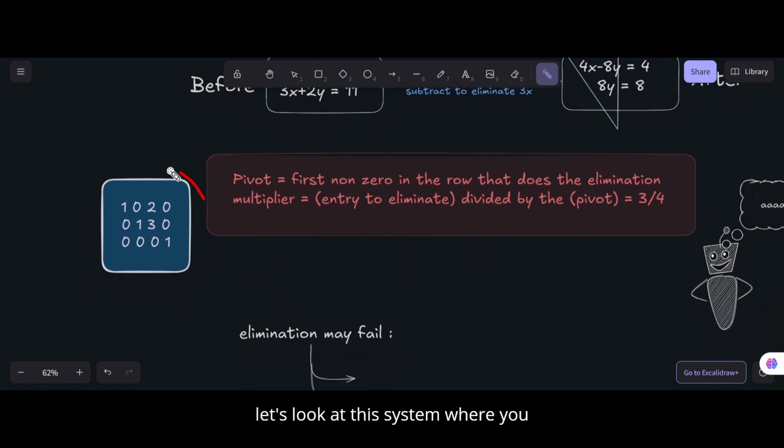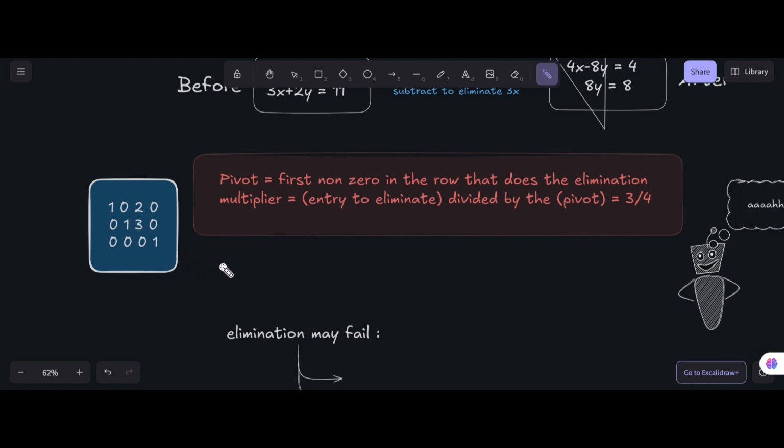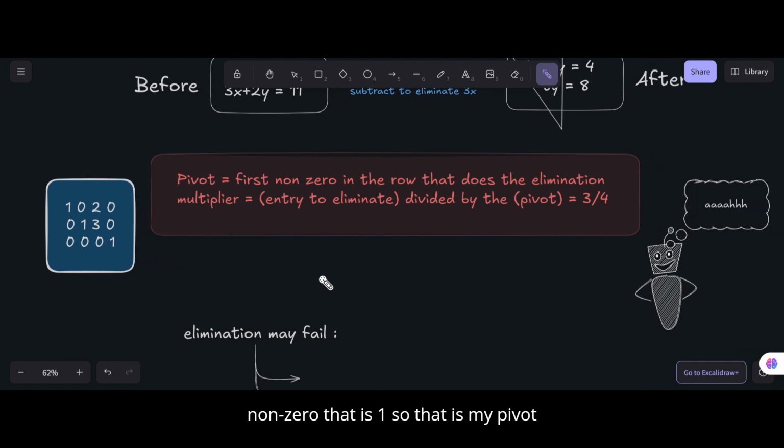Let's look at this system where you have to tell me what the pivots are. In the first row, the first non-zero entry, in this case, is 1. Now let's move to the second row. The first entry is 0, so we move rightwards, and then I get here, so this is my pivot. For the last row, my last entry is non-zero, that is 1, so that is my pivot.